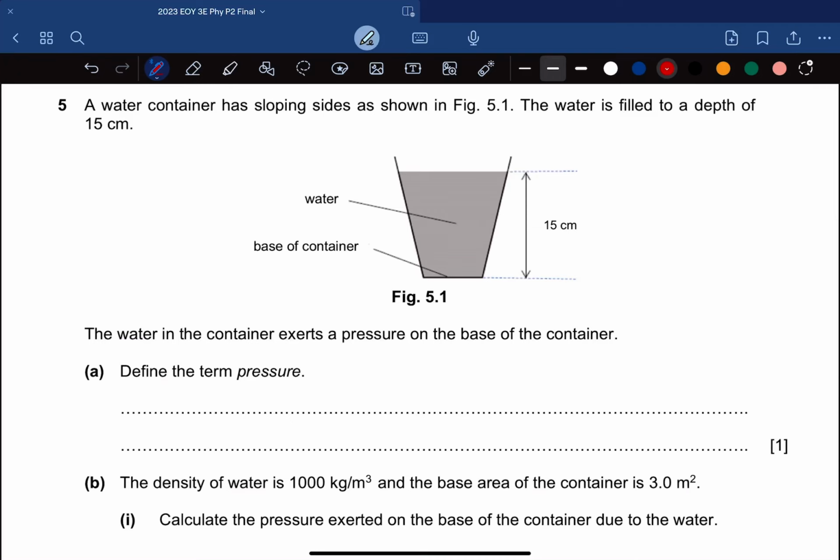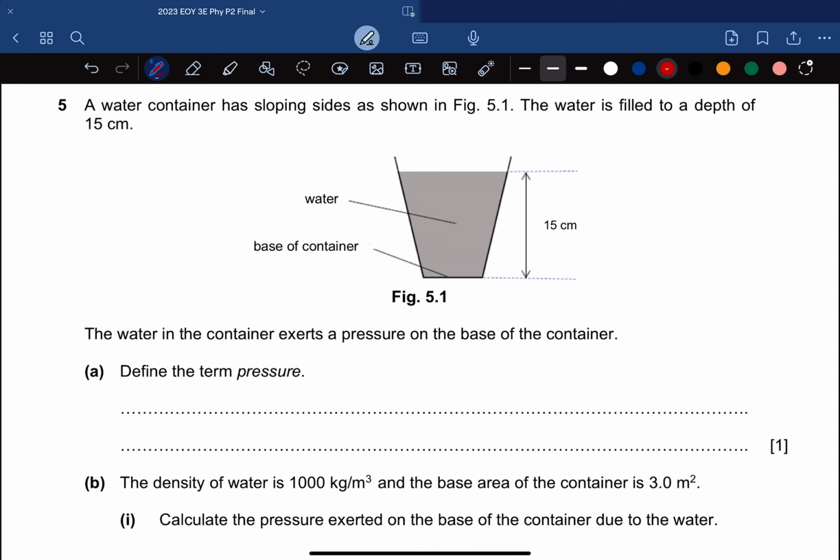Question 5. A water container has sloping sides as shown in figure 5.1. The water is filled to a depth of 15 cm and the water in the container exerts a pressure on the base of the container as shown over here. Question 5a, define the term pressure.